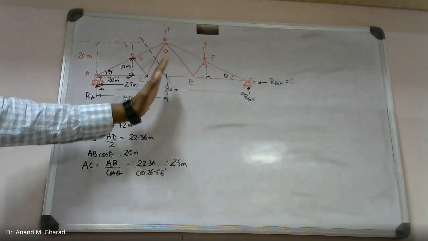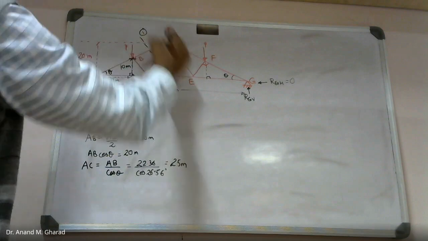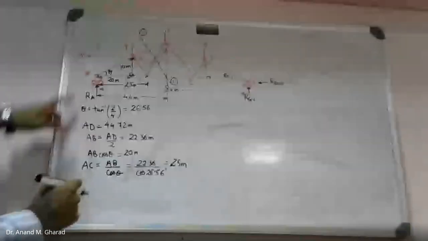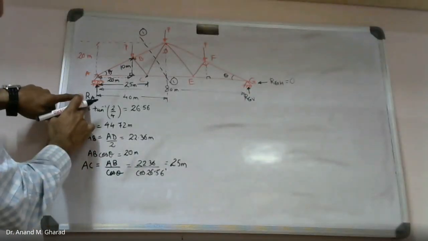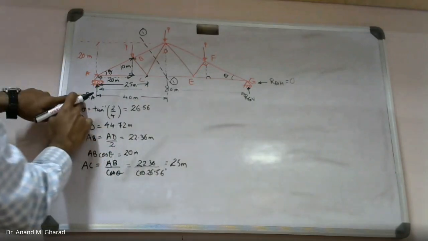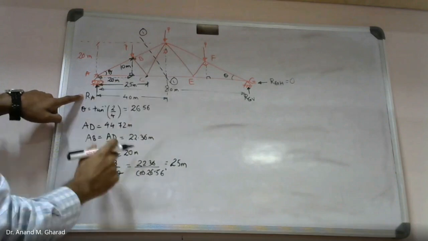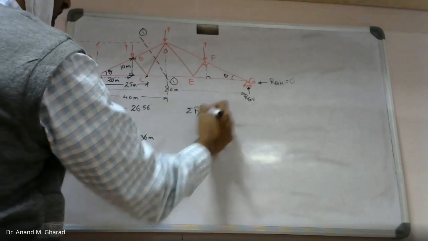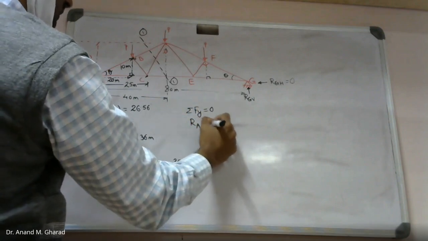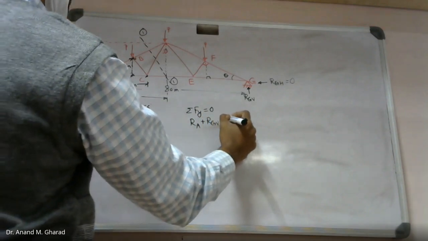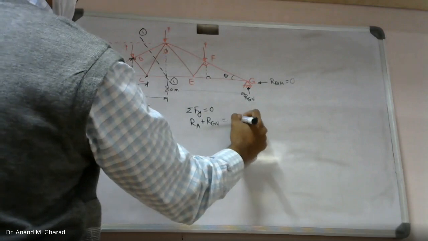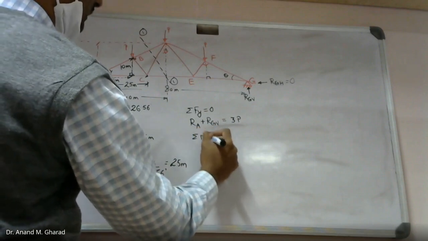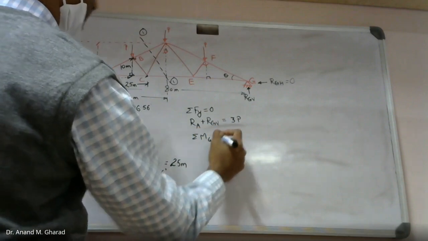Right? So we will consider this section 1, let's say, and we will draw the free body diagram of the left hand side portion of this. We are yet to identify the RA and RGB values. Based on these distances, we can first identify RA and RGB. So RA plus RGB equal to 3P. Am I right? 3P. Yes. Okay, then summation of moment about any point, let's say G, equal to 0.